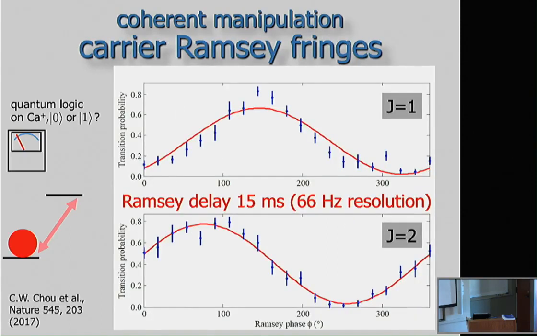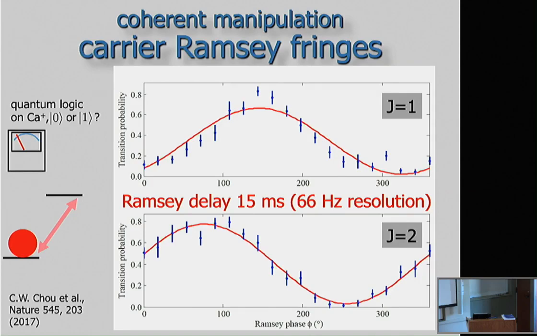So everything looks pretty good. You can also do Ramsey experiments just to see how far can I drive this, what's the coherence. And here we are helped a little bit by the fact that the magnetic moments in this molecule that we're using are relatively small. So it's not very much affected by magnetic field fluctuations, for example. And here you see a Ramsey fringe where the delay is about 15 milliseconds, so that would correspond to a resolution of about 66 Hertz. And as you can see, the contrast is still okay. It's not perfect, but it looks okay. J equals 1 and J equals 2 work.